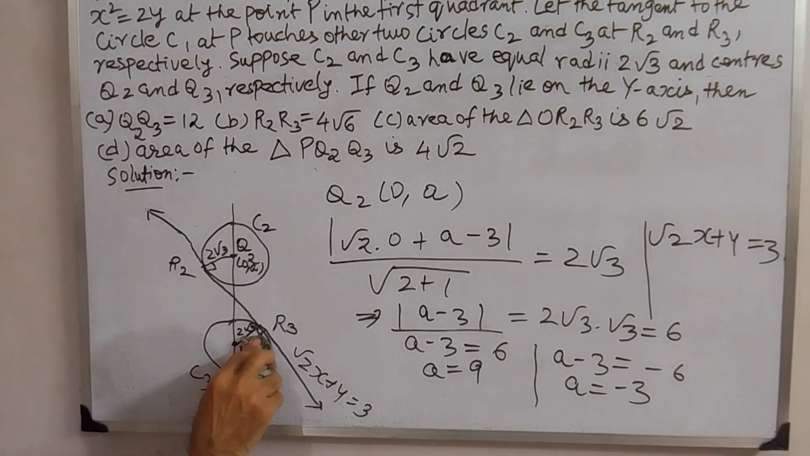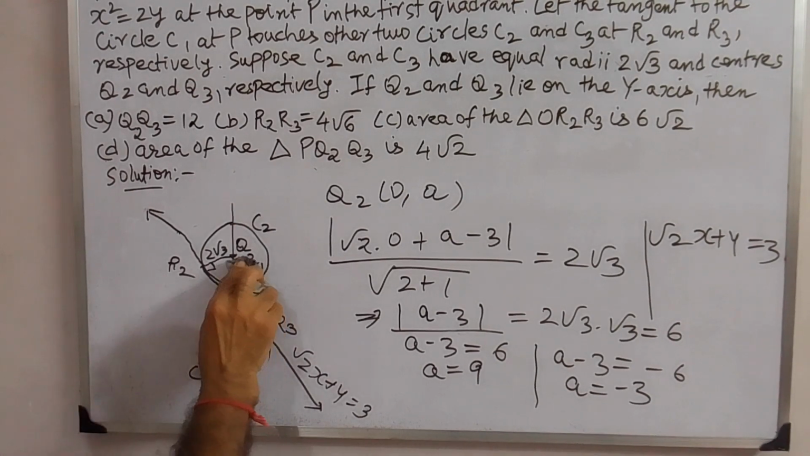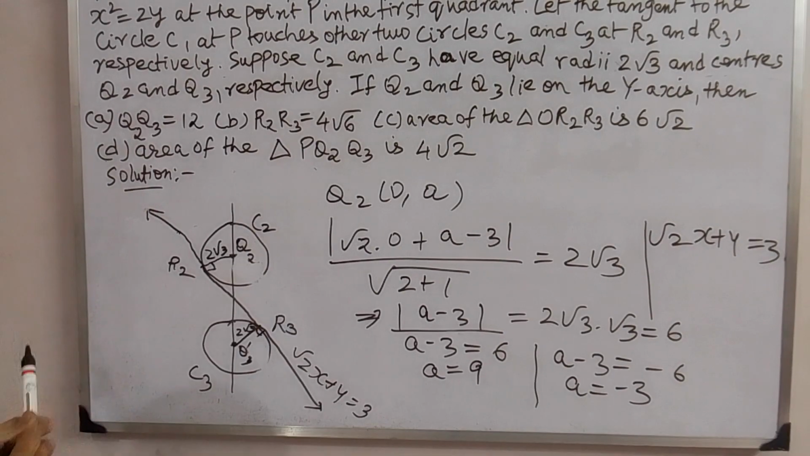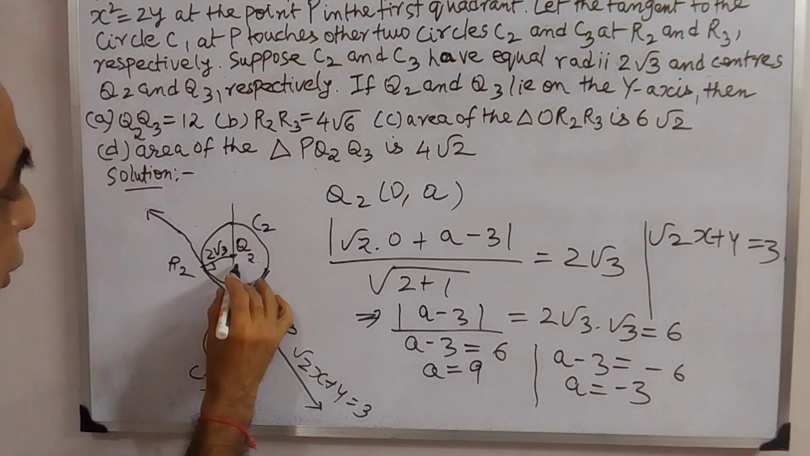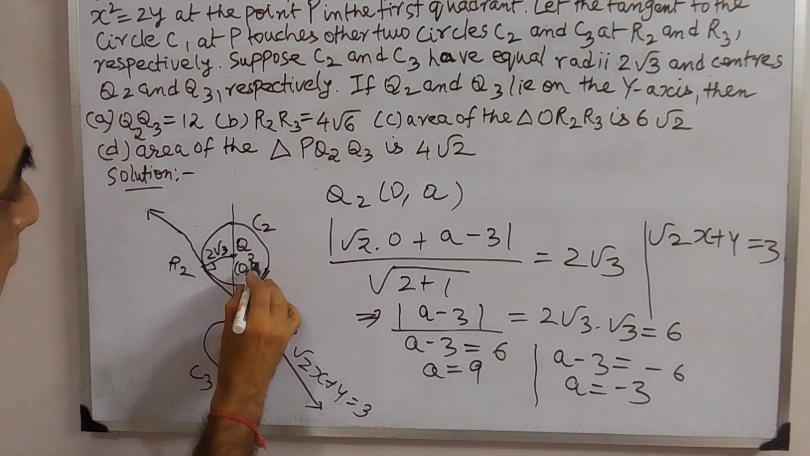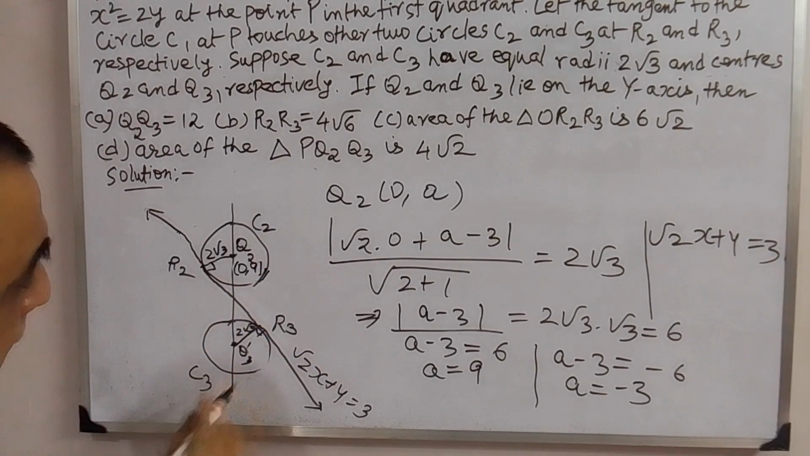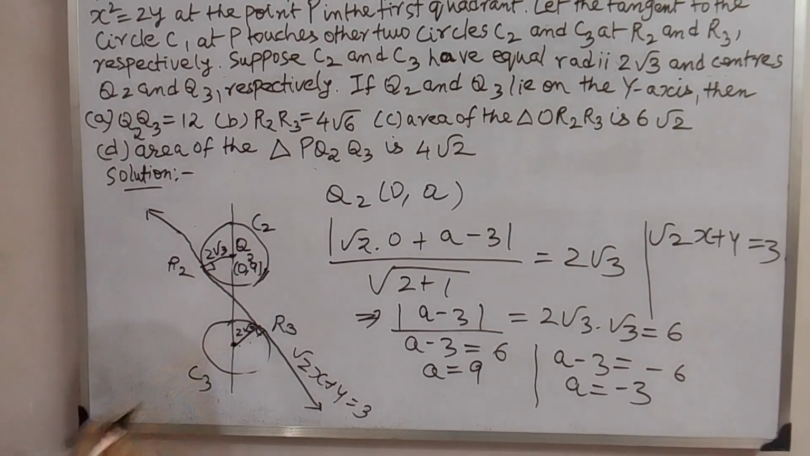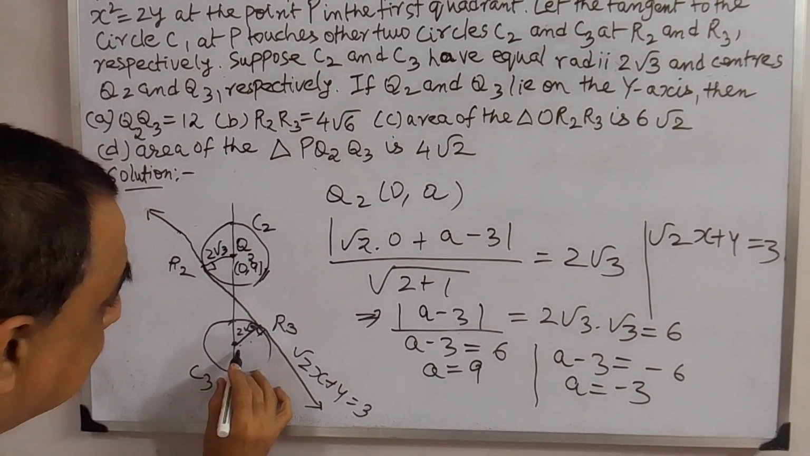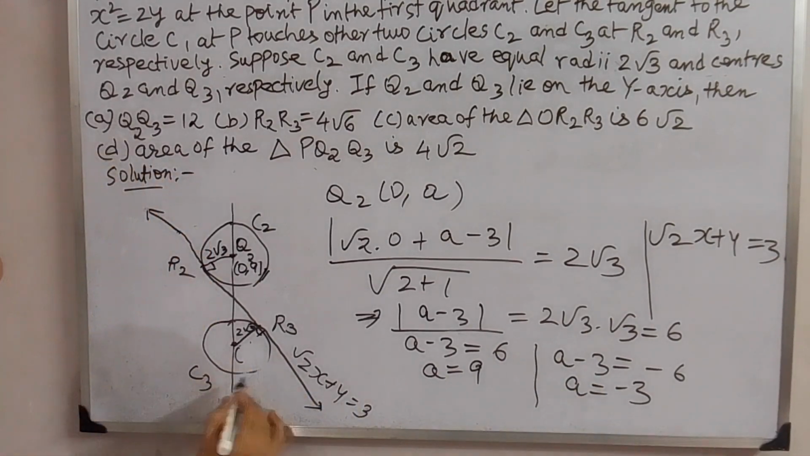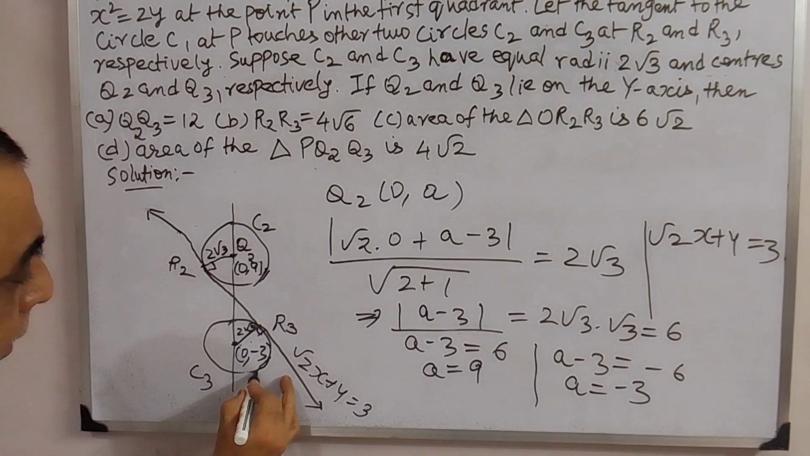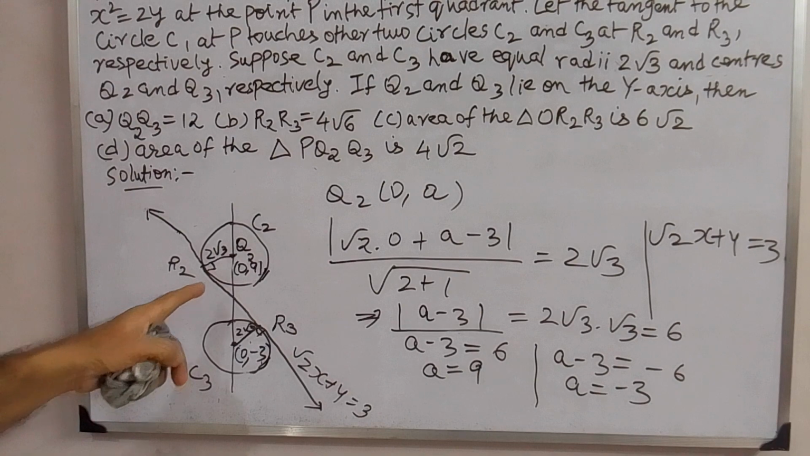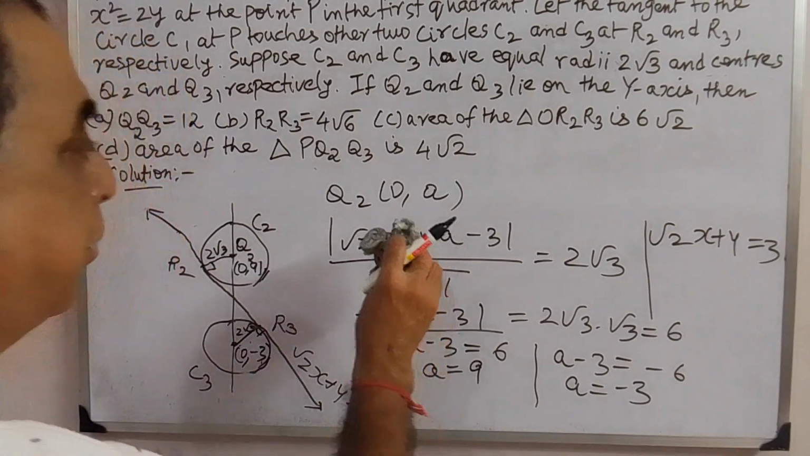So Q2 will be, here this is above, so its coordinate will be plus. So Q2 will be 0, 9, clear, and the Q3 coordinate will be 0, minus 3. These are the y coordinates of the points. Clear? Now we have found out the coordinates of Q2 and Q3.